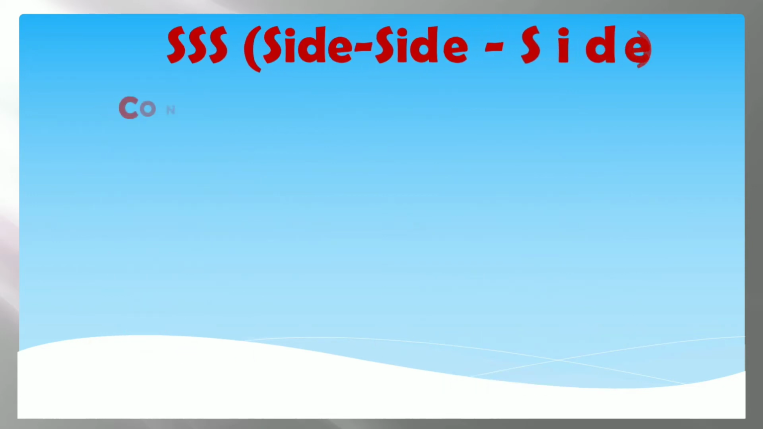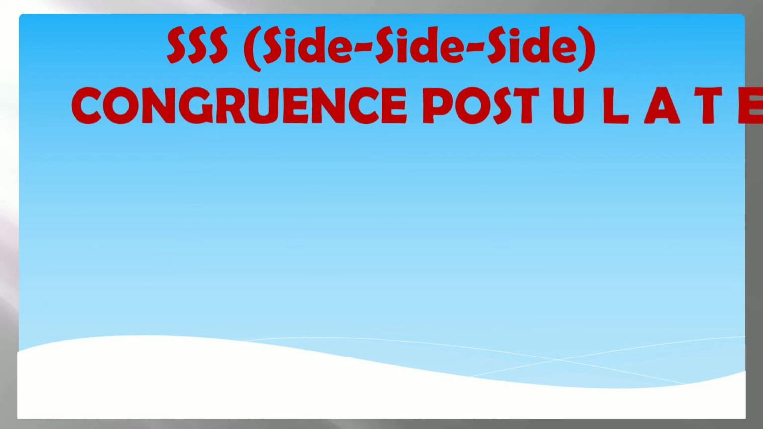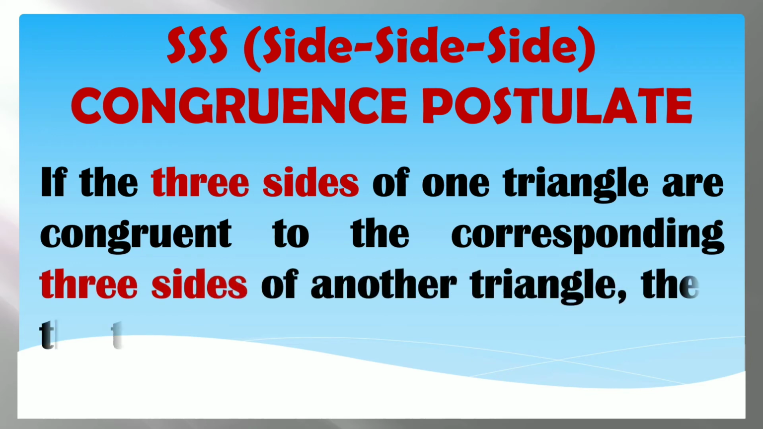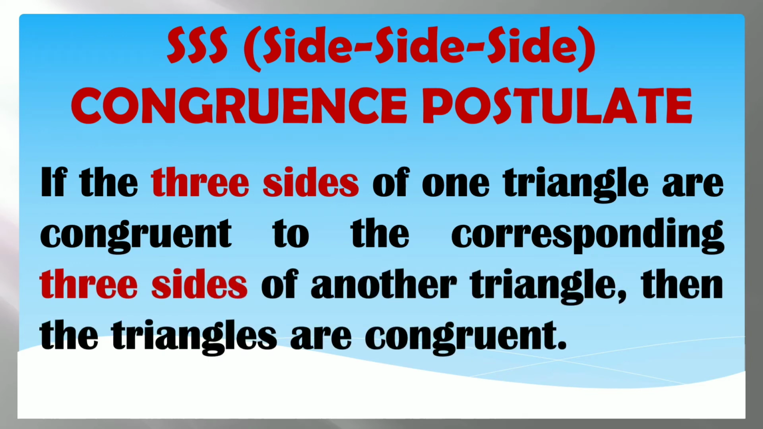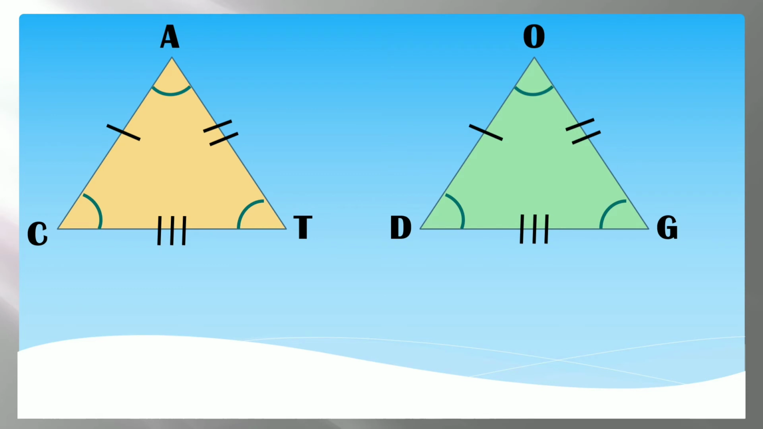Another one, so SSS or side, side, side congruence postulate. If the three sides of one triangle are congruent to the corresponding three sides of another triangle, then the triangles are congruent. So, let's have an example. So, triangle CAT and triangle DOG. So, may mga markings naman na kayong makikita diyan.